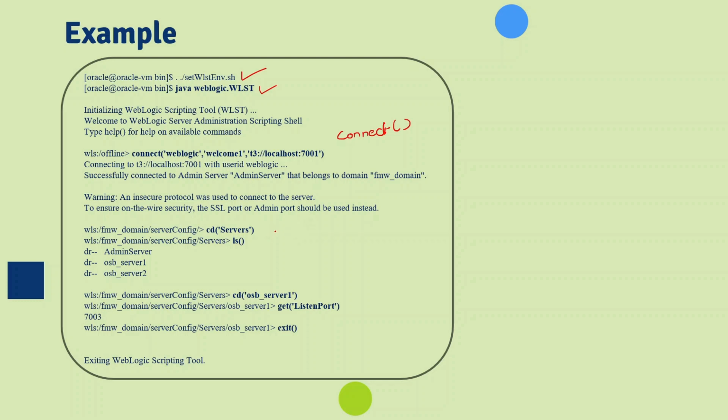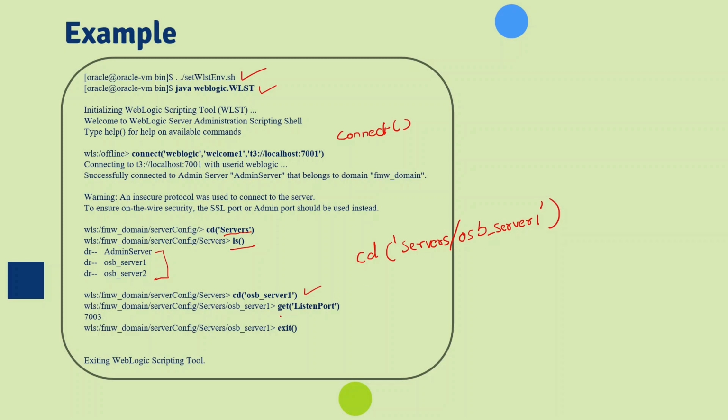Once we are connected to the admin server, we are inside our server runtime. We can go to the child hierarchy, that is servers. We also call this a child. And to list all the elements inside the child, you can run the ls command. So here we have more children inside servers. And using the cd command, we are again going inside a child. Instead of this, you can also run cd servers/OSB server 1. That also works.